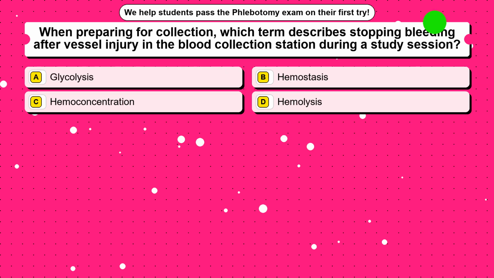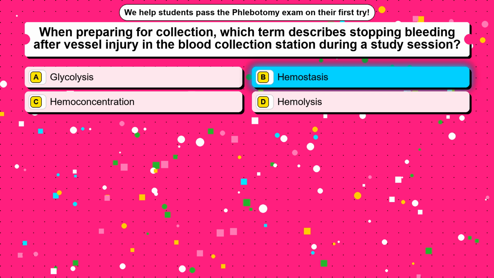Question 87. When preparing for collection, which term describes stopping bleeding after vessel injury in the blood collection station during a study session? Option A. Glycolysis. Option B. Hemostasis. Option C. Hemoconcentration. Option D. Hemolysis. The correct answer is option B. Hemostasis.